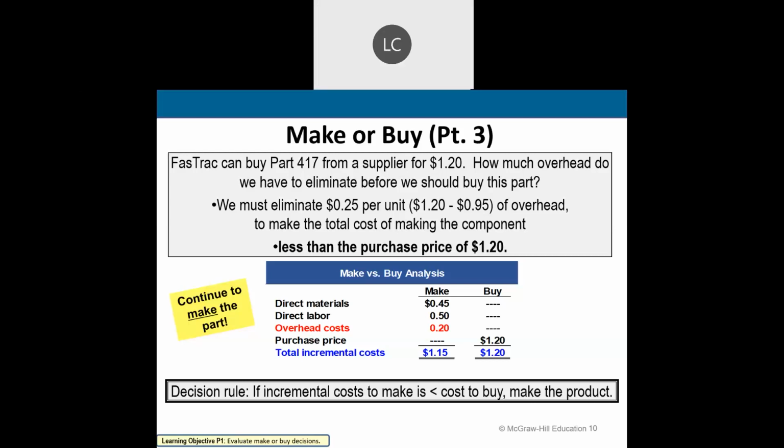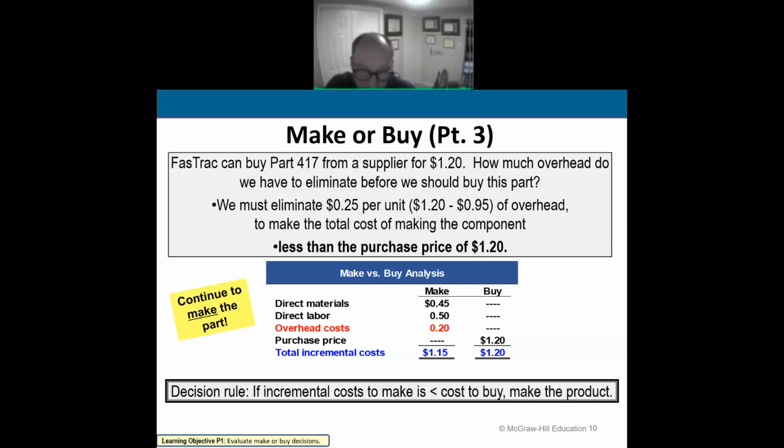So in looking at this decision, what do you think? Do we make it or buy it?